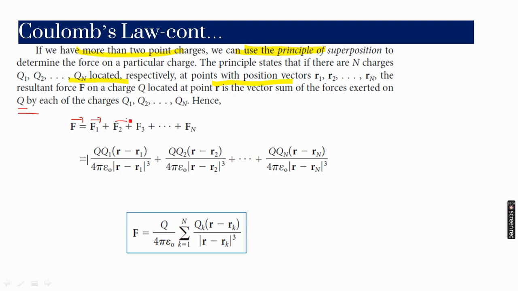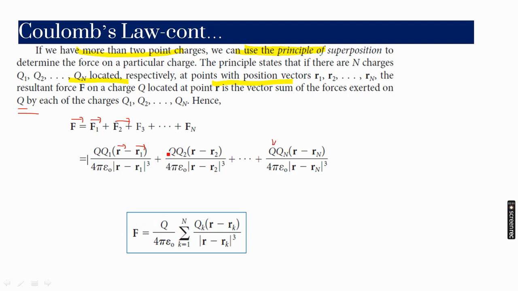This is a vector sum because force is a vector, it has a particular direction. So how will I write it? It is just 1 by 4 pi epsilon naught. The charge I have considered is Q. Because of Q1, it is Q into Q1 divided by 4 pi epsilon naught, multiplied by the vector in the numerator R minus R1, divided by the magnitude of the same, cubed. Similarly, I have to write for the other forces. This is the force on Q due to Q1, and this is the force on Q due to Q2.